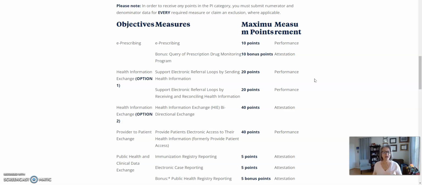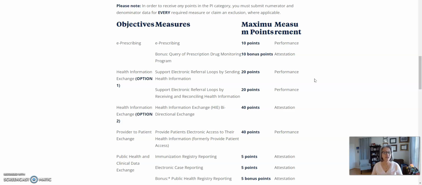But here are some of the objective measures. There are the required, and then there are some bonus. But we've got e-prescribing. And e-prescribing is that electronic prescribing between the provider and the pharmacies. This is not faxing. This is using e-prescribing.